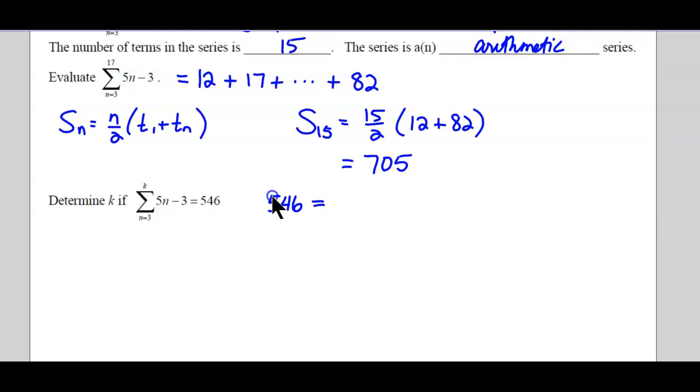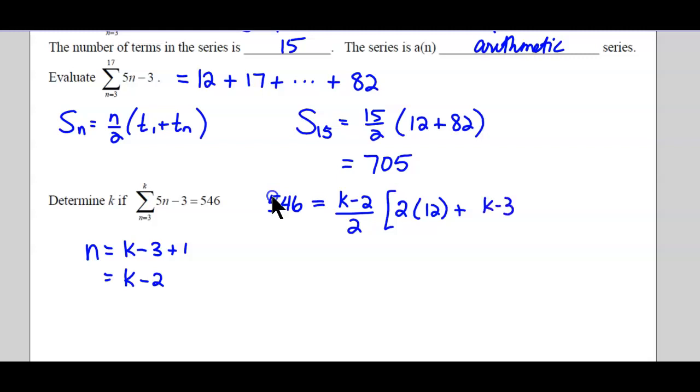But I'm going to use, in this case, that's going to have to be, so here, and you got to figure it out. So remember, it's upper index minus the lower plus 1. So that's going to be K minus 2. So K minus 2 is your n over 2, 2 times the first term plus n minus 1. N is K minus 2. So K minus 2 minus 1 is K minus 3, there times our common difference, which is 5.